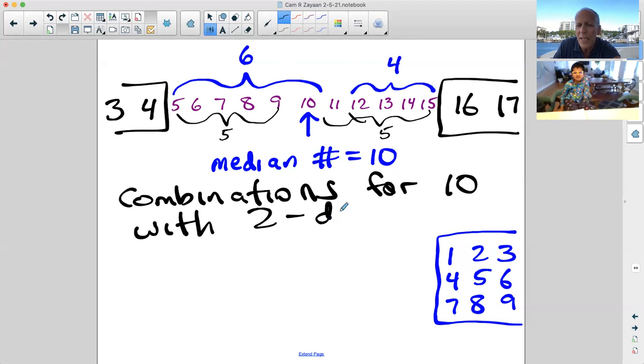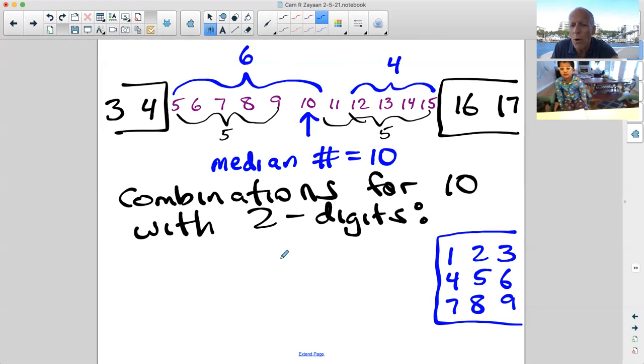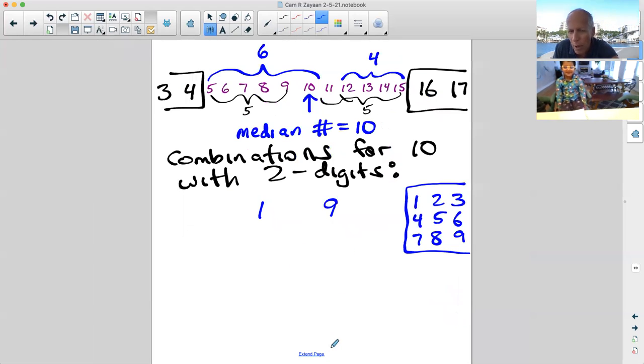with two digits. Now, remember, a combinatoric mathematician, Zayaan, always goes with the smallest number and the highest number first. Go. 4 and 6. Do you think 4 is the smallest number that can be used to make 10? The smallest, 1 and 9. Right. 1 and 9. That's how combinatoric mathematicians think. They go in order. What's the next one? 8 and 2. Do you think I want to put an 8 here and a 2 here? 2 and 8. Right. Smallest to biggest, left to right. 2 and 8. Keep going.